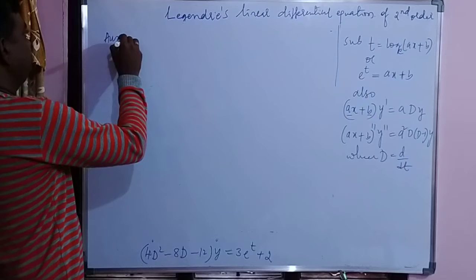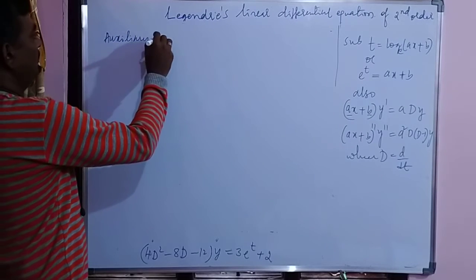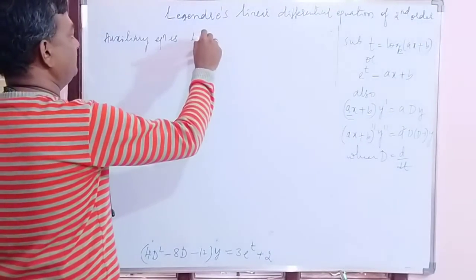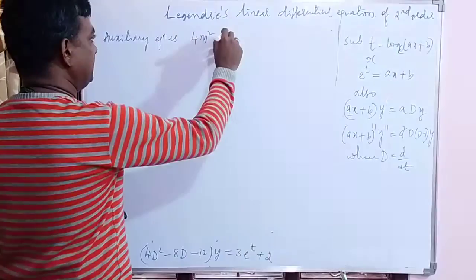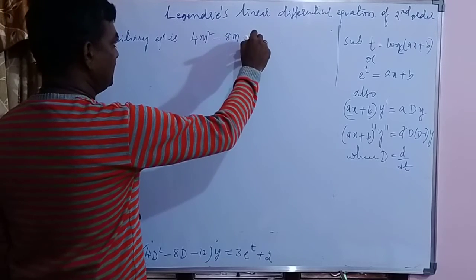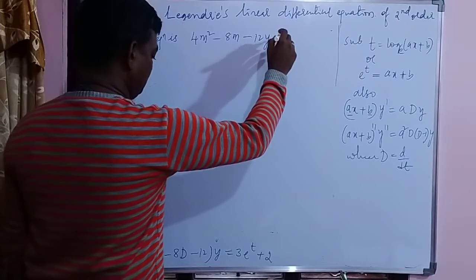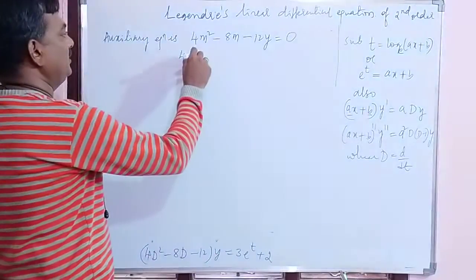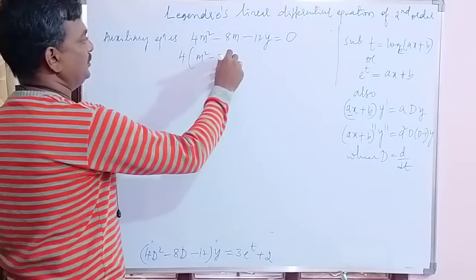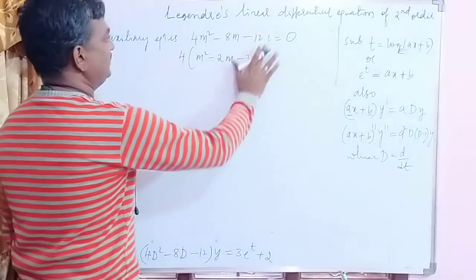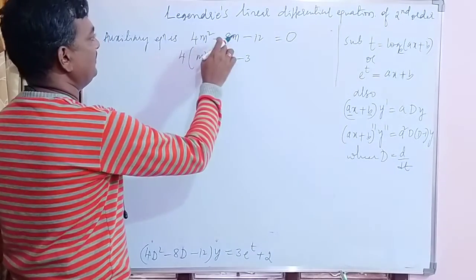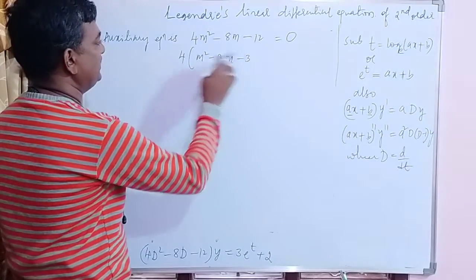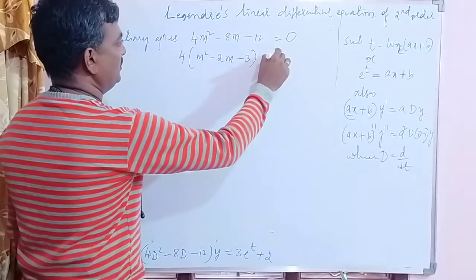The auxiliary equation is 4m square minus 8m minus 12 equal to 0. This is 4m square minus 8m minus 12 equal to 0, or by taking 4 common, this is m square minus 2m minus 3 equal to 0.